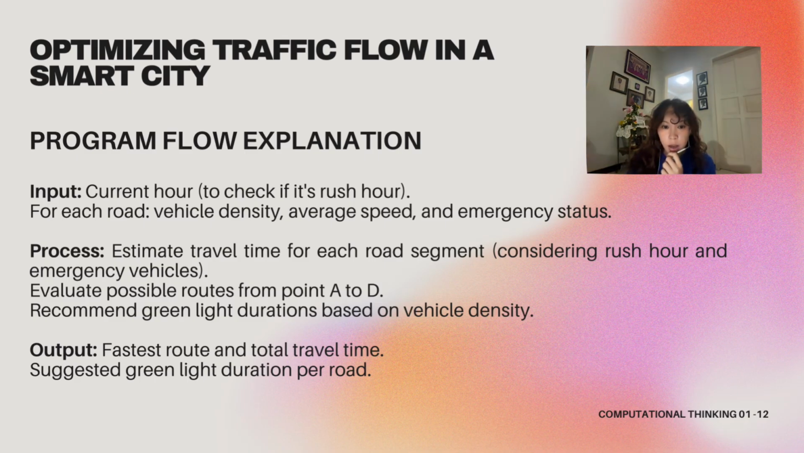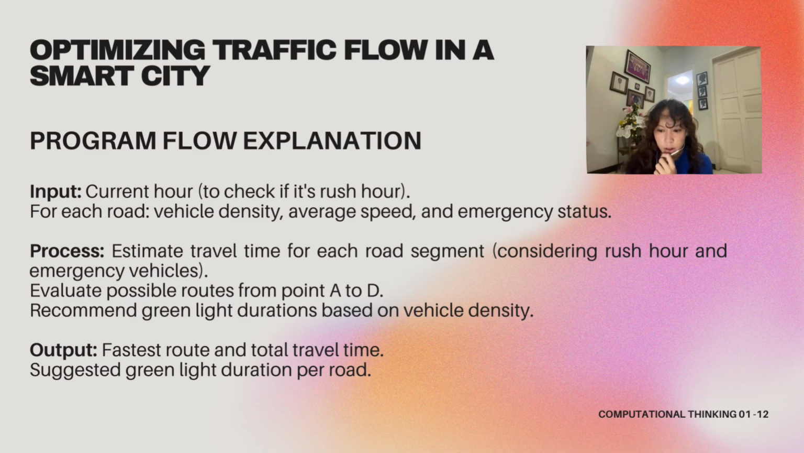Before I start explaining the program flow of optimizing traffic flow in a smart city, there are three processes. Number one is input, where the input is the current hour to check if it's rush hour, and for each road there are vehicle density, average speed, and emergency status.